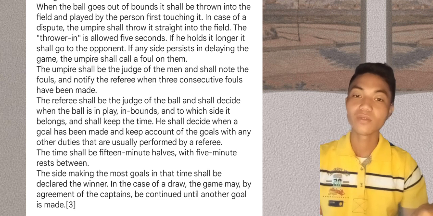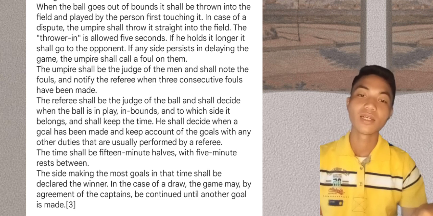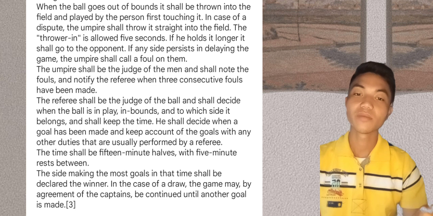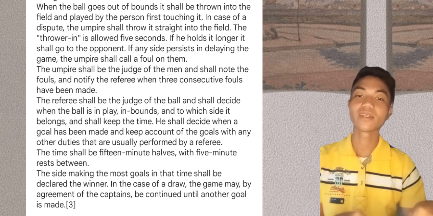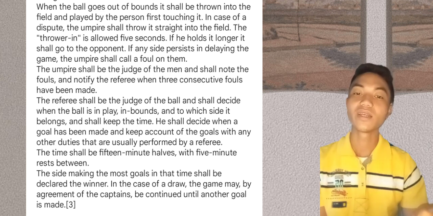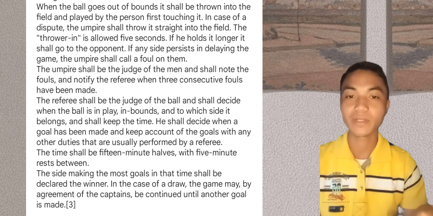The referee shall be judge of the ball and shall decide when the ball is in play, in bounds, which side it belongs to, and shall keep the time. He shall decide when a goal is made and keep account of the goals, with any other duties that are usually performed by a referee.